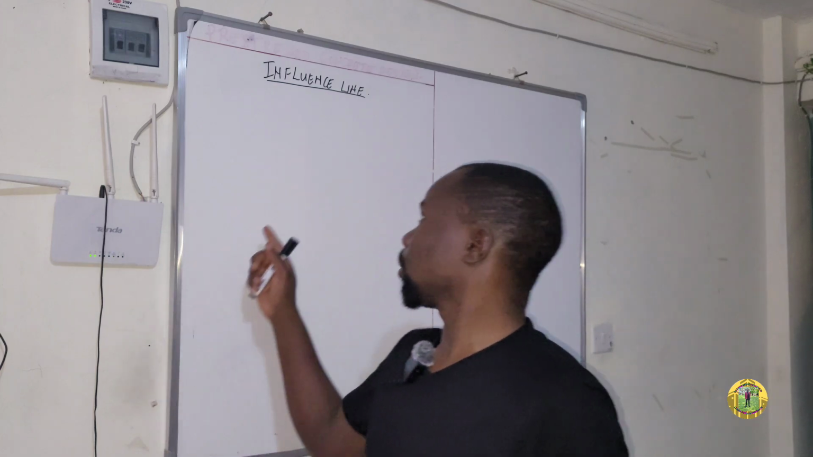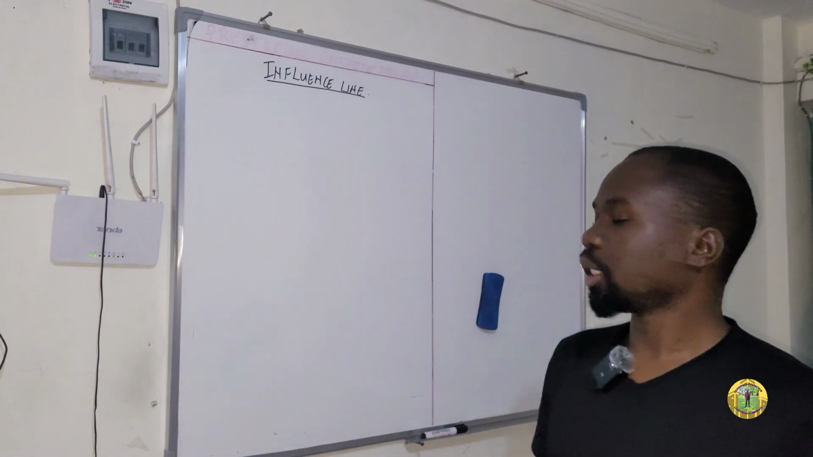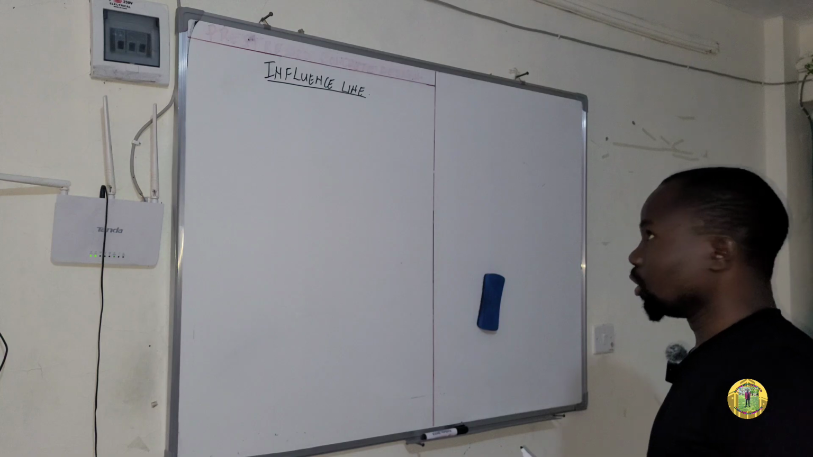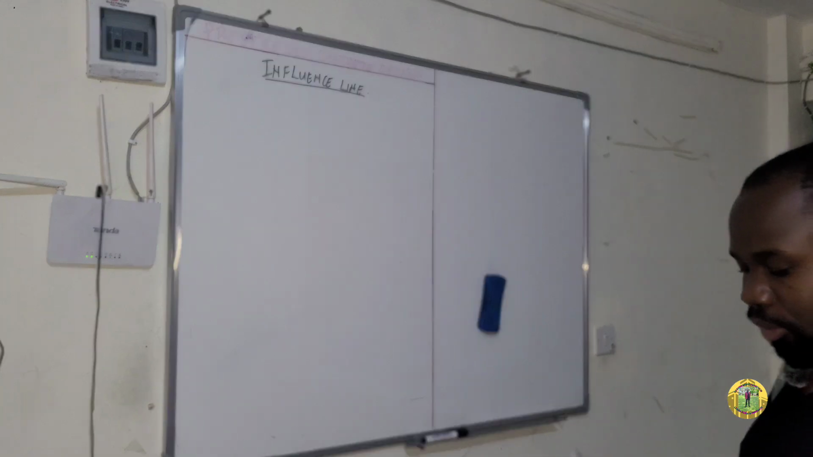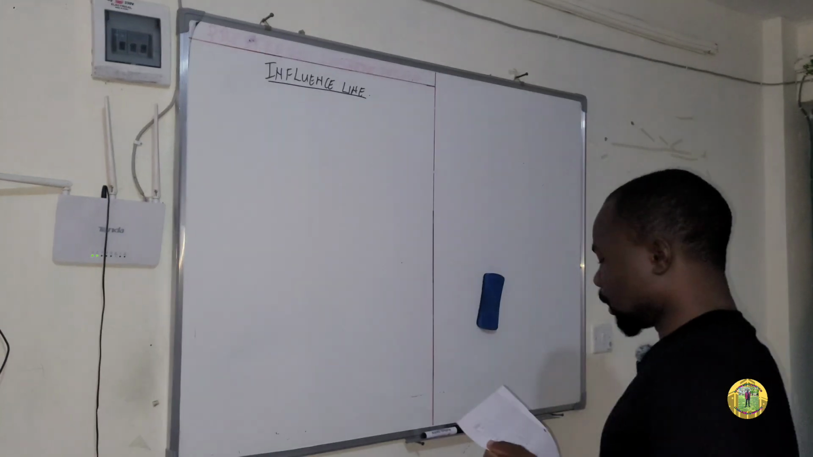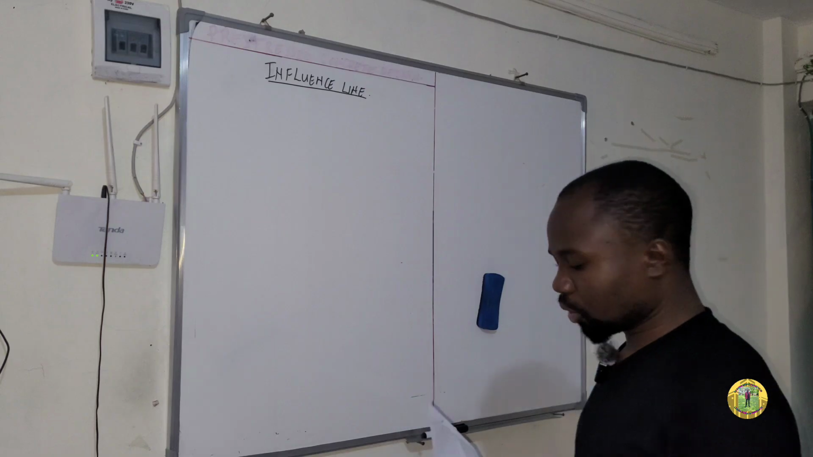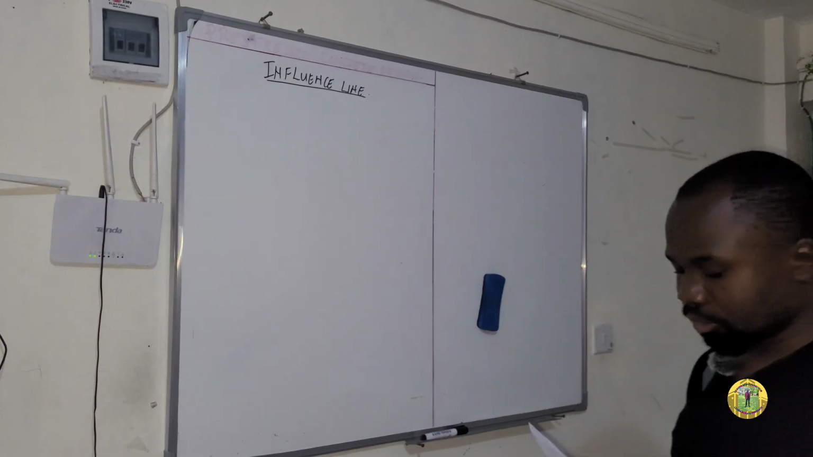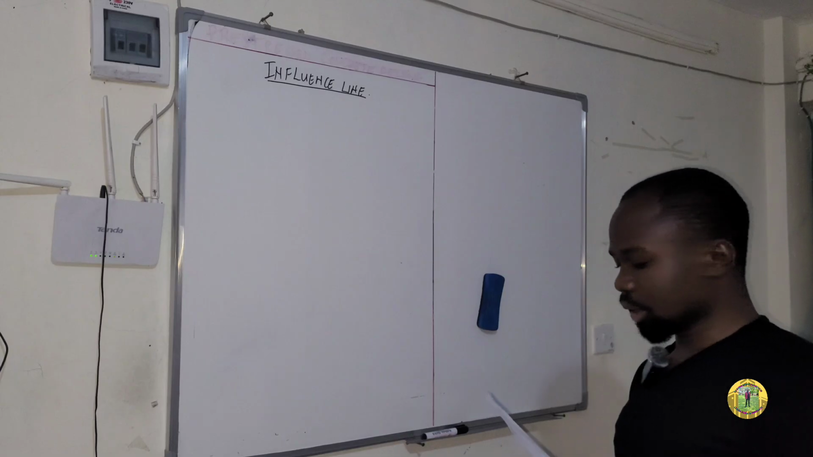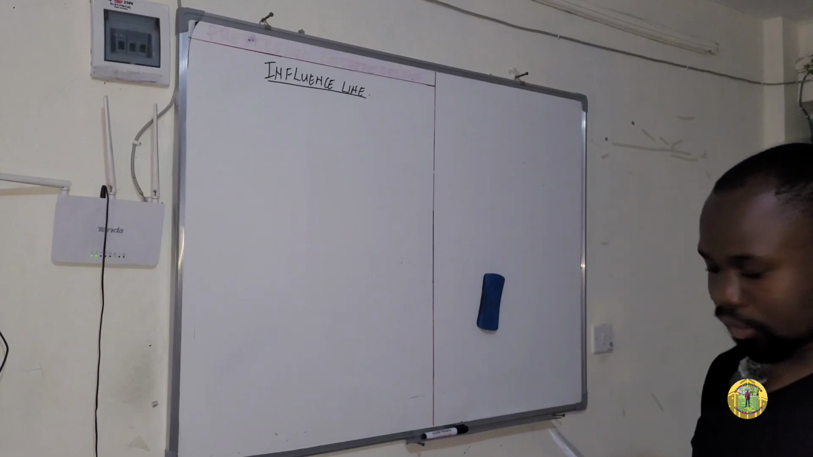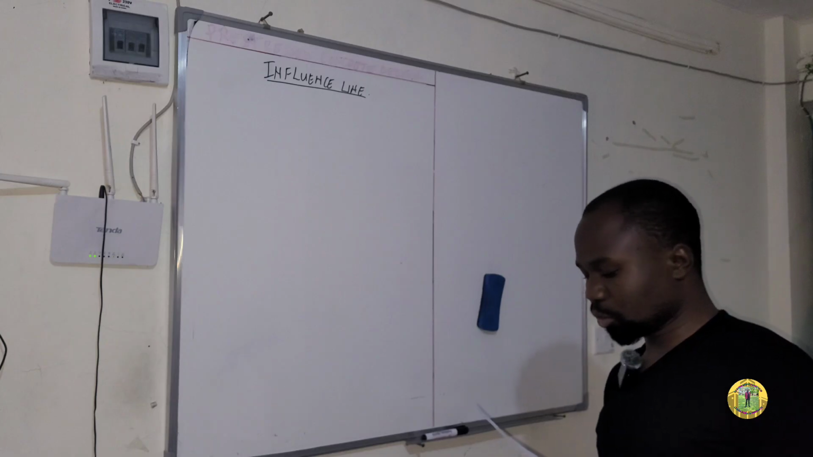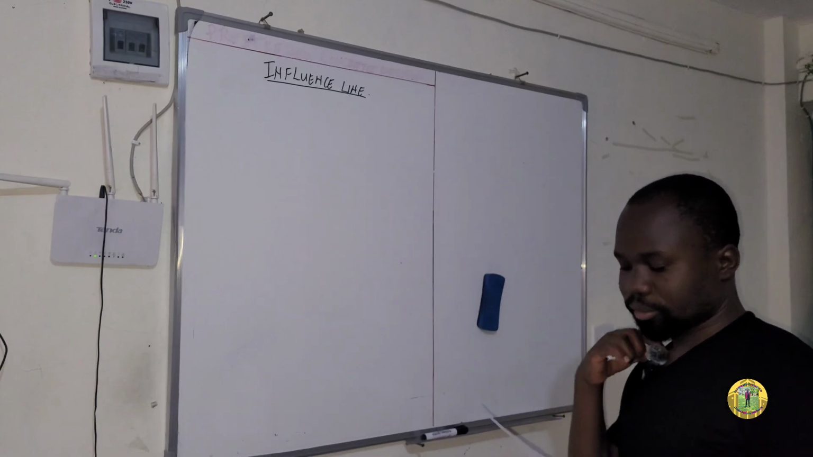And today I want to talk about influence line. So what is an influence line? An influence line is a graphical representation that shows how a specific response, such as reaction, shear force, or bending moment at a particular point in a structure varies as a unit load moves across the structure.